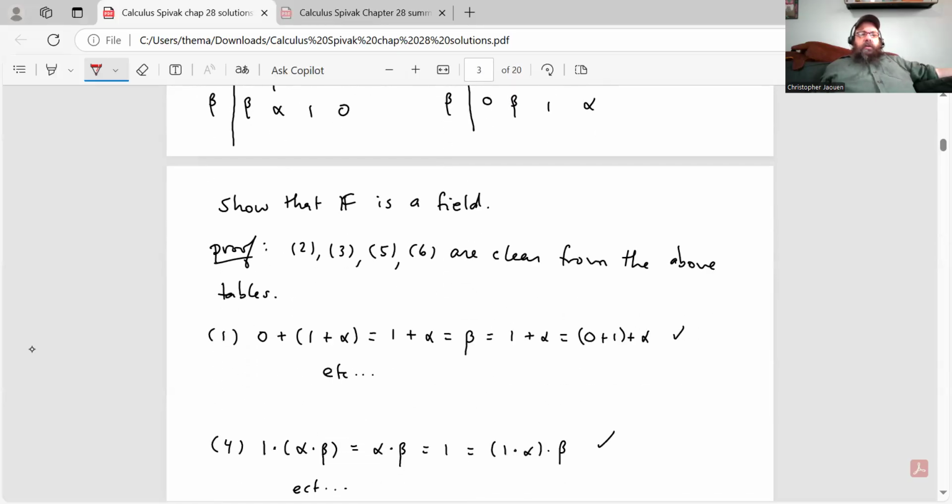The other ones you can do like we did in the chapter when we showed that Z modulo 2 was a field, with addition and multiplication modulo 2.